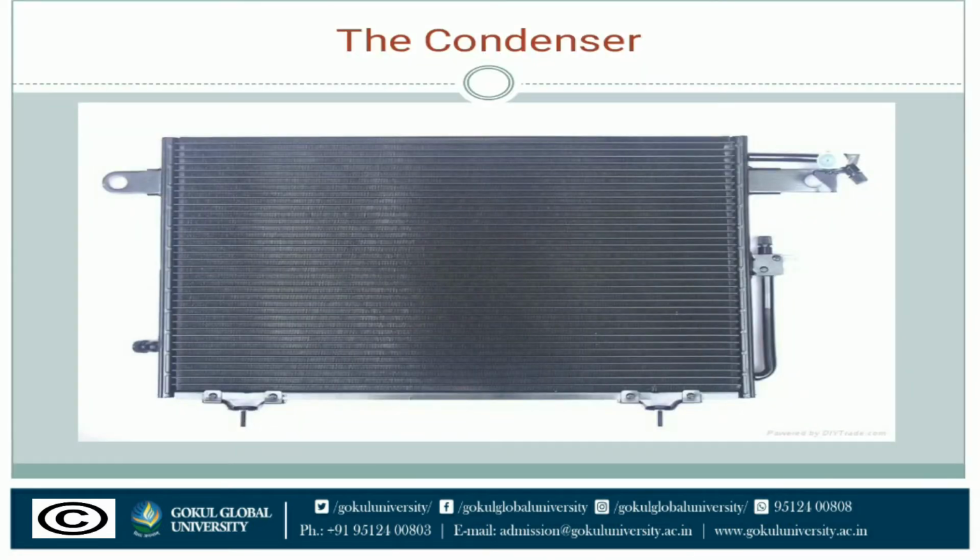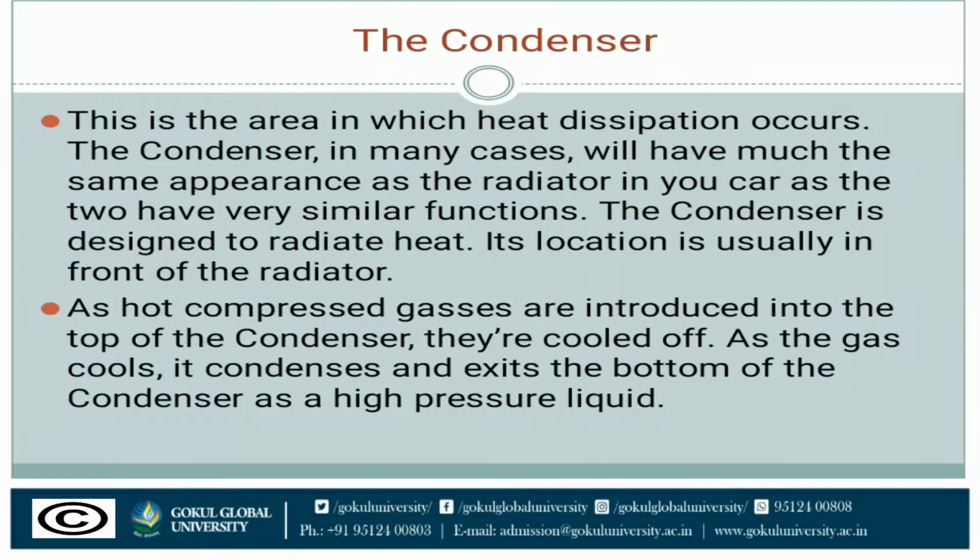Next is the figure of the condenser. So let's talk about the use of the condenser. The condenser is one type of heat exchanger. The condenser is the area in which heat dissipation occurs. The condenser in many cases will have much the same appearance as the radiator in your car, as the two have very similar functions. The condenser is designed to radiate heat or exchange heat with atmospheric air. Its location is usually in front of the radiator.